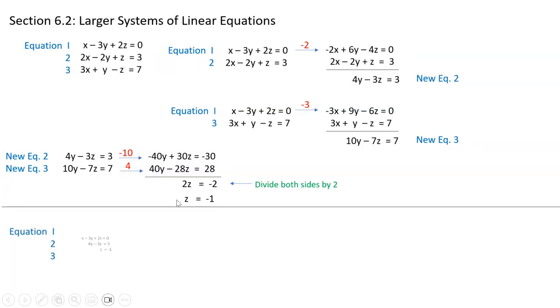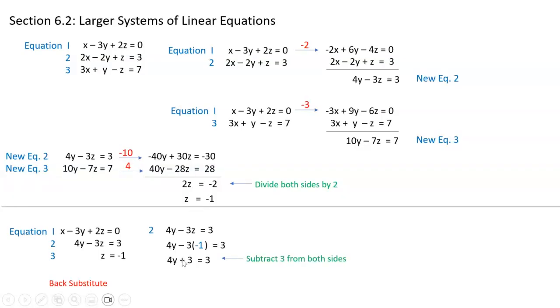Right? So I have equation 1, equation 2, and this is my new equation 3, which would be z equals negative 1. Now I'm going to back substitute, which means I'm going to go back to equation 2.